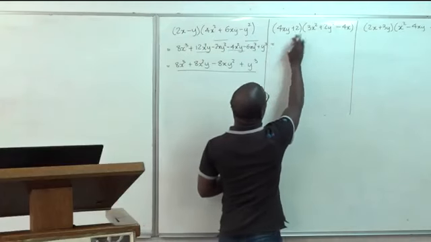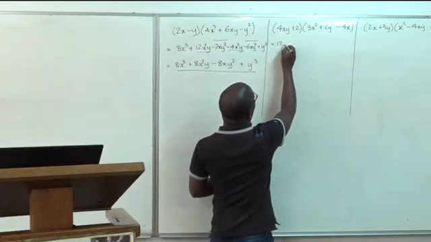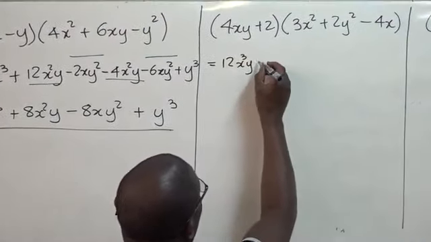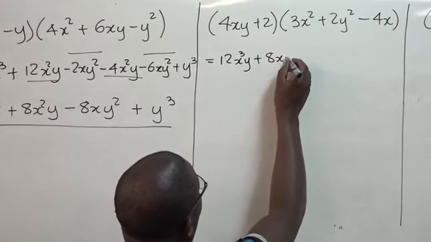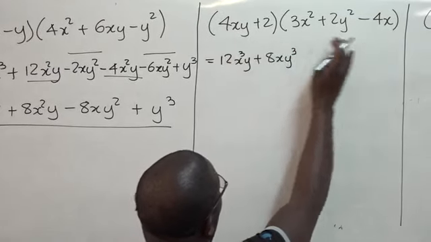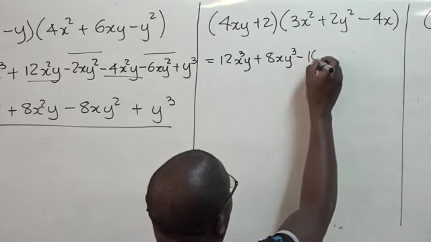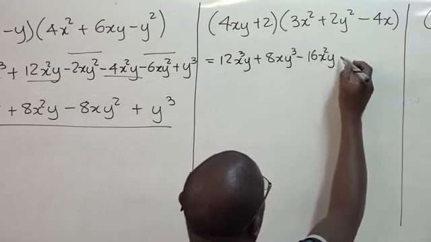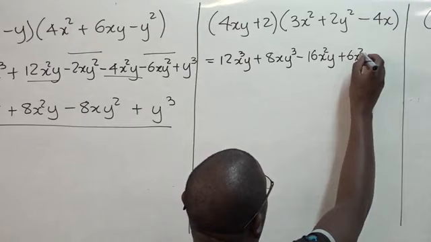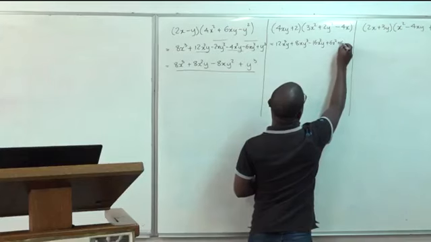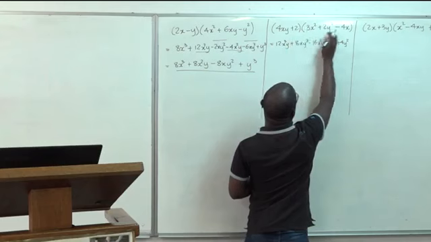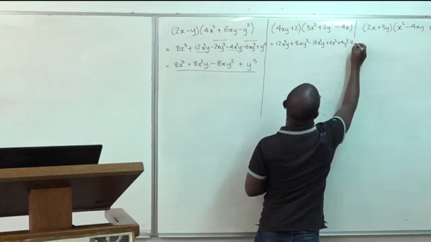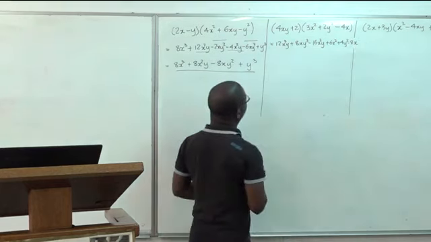This gives us 4xy times 3x squared, which is 12x cubed y. 4xy times 2y squared gives us 8xy cubed. 4xy times minus 4x is minus 16x squared y. And then 2 times 3x is 6x squared. 2 times 2y is 4y squared. 2 times minus 4x is minus 8x.